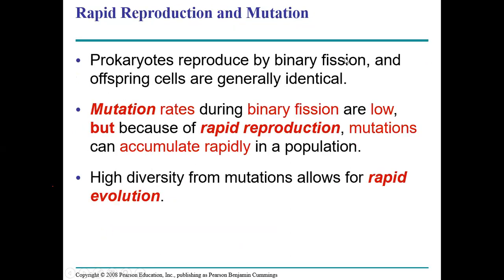Prokaryotes reproduce by binary fission. I already told you that offspring cells are generally identical. As it is binary fission, the offspring will be identical because they are produced from a single cell. Mutation rates during binary fission are low, but because of rapid reproduction, mutations can accumulate rapidly in a population. What is happening in their case? They are showing rapid reproduction. Rapid reproduction means a higher number of offspring are produced in a short span of time.